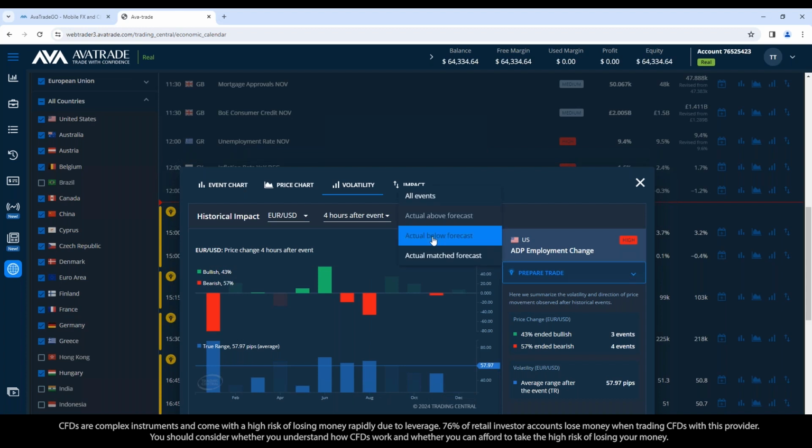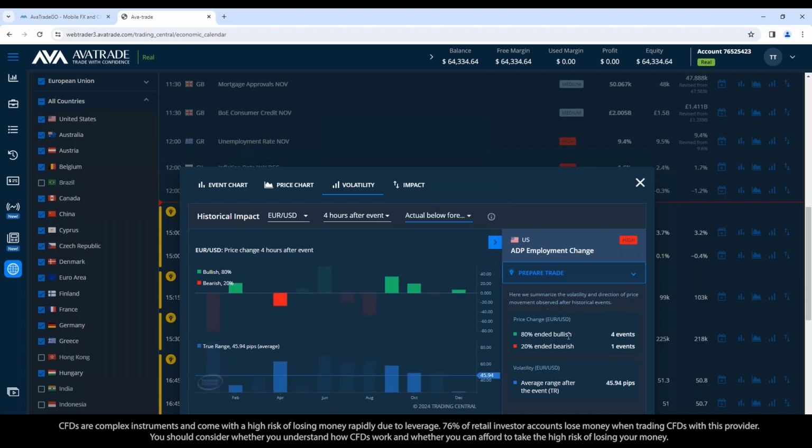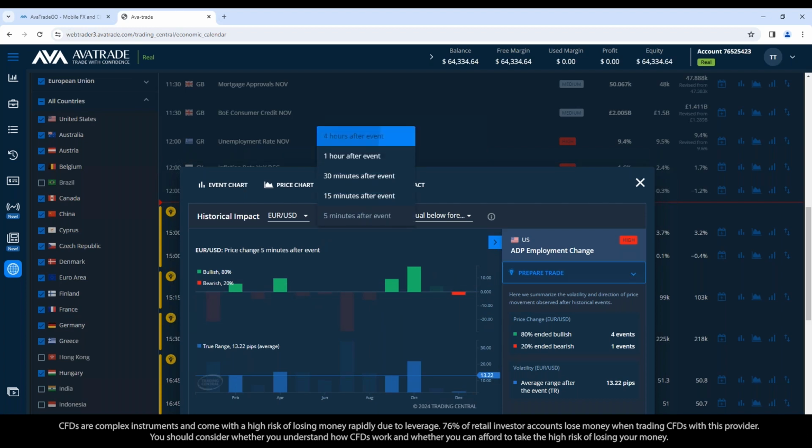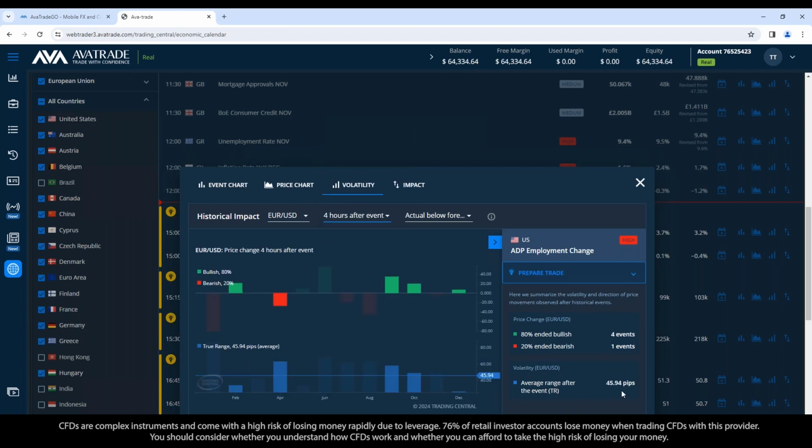But what's interesting is if you look, if it comes in below forecast, now I see a large statistical advantage, 80% of the time. Okay, 4 out of 5 times, if it came in below forecast, the euro climbed against the USD. So this is the one I would be more interested in. And you see range movement, 45, 46 pips almost. And in the first 5 minutes, only 13 pip range movement. Okay, the highest one went 18. But after 4 hours, we're looking at movements that have a range of 46 pips almost.